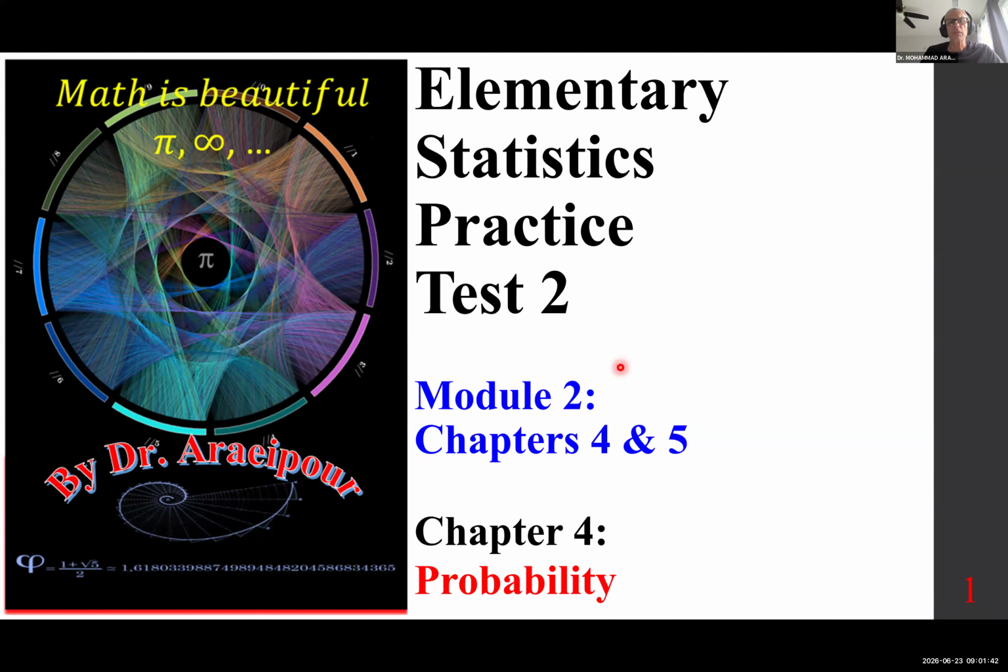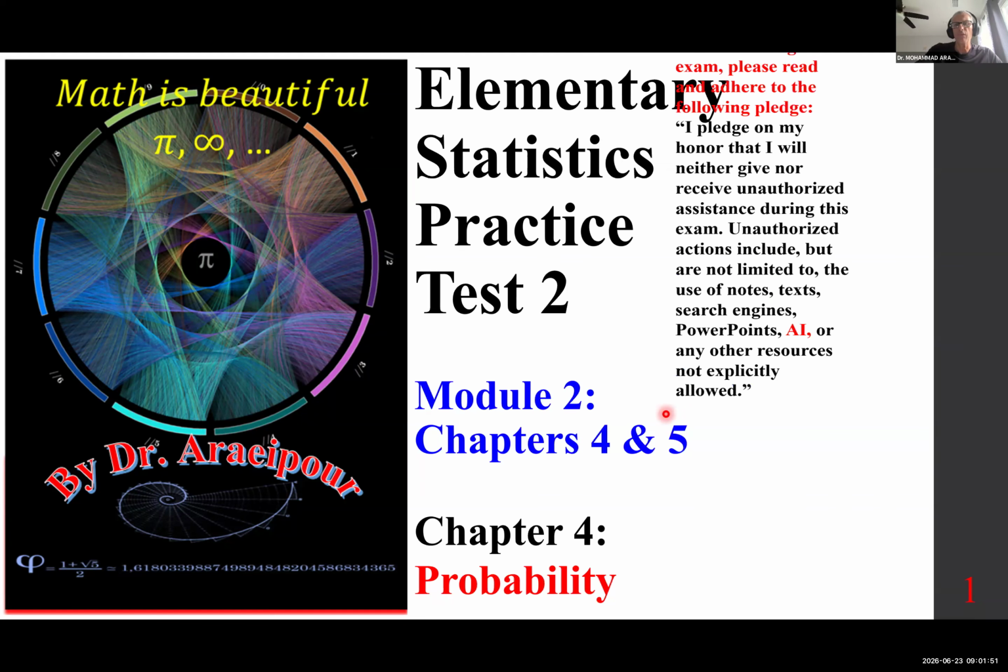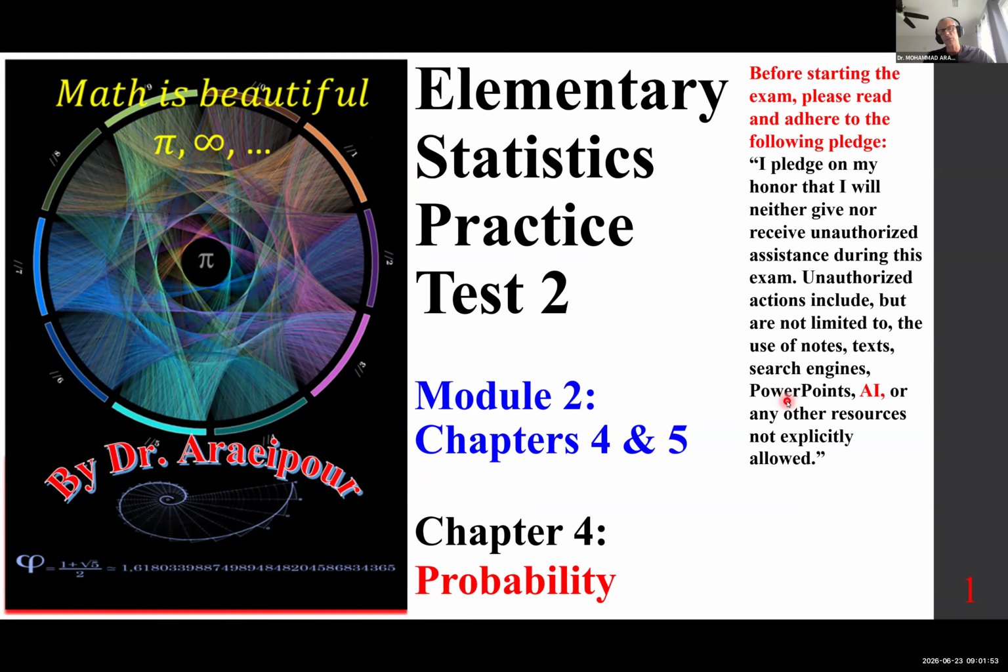We're looking at elementary statistics practice test number 2, module 2, covering chapters 4 and 5. Here's chapter 4, probability. And as always, we have a pledge. In short, we are not getting help from anywhere which is unauthorized. And of course, we could use a formula sheet, tables, and a graphing calculator. So having said that, let's get started.